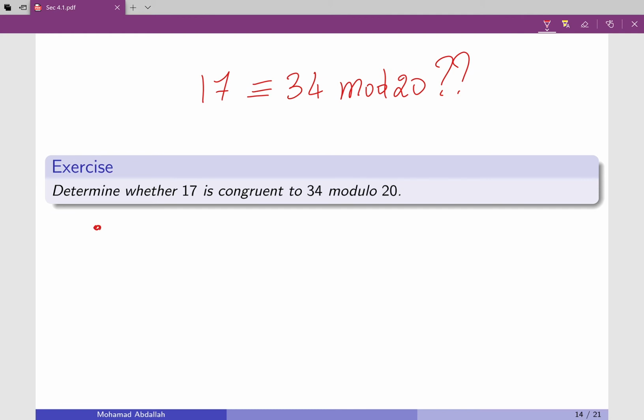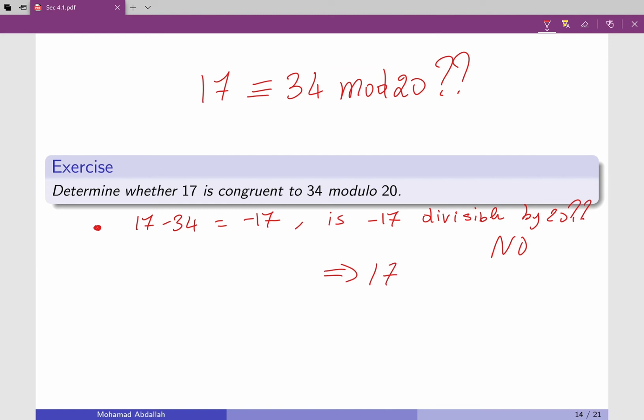The first definition: you take the difference, 17 minus 34 equals minus 17. Is minus 17 divisible by 20? Well, the answer is clearly no. I mean, you cannot divide negative 17 by 20. So then I can conclude that 17 is not congruent to 34 modulo 20.